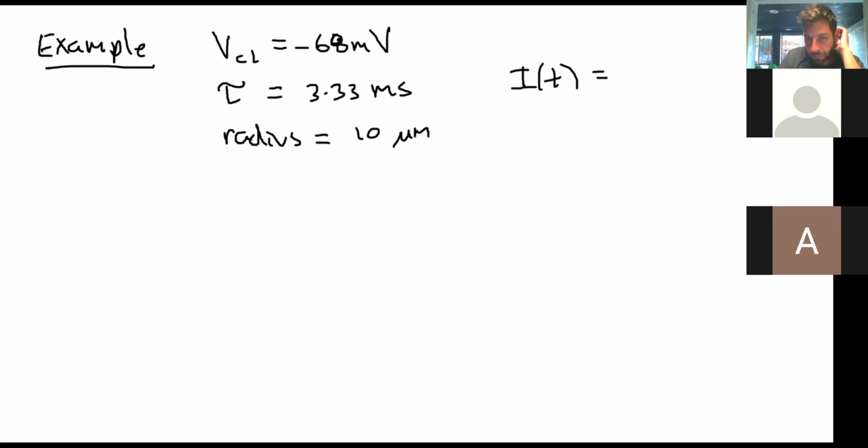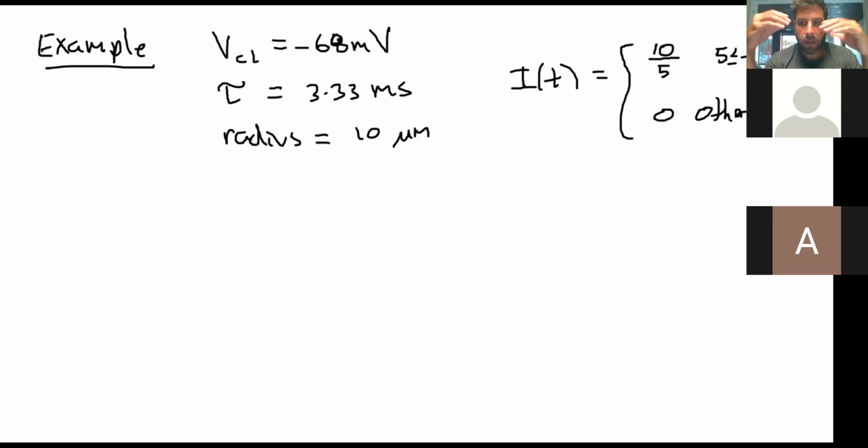So let's say the current is 10/5, and this will be for 5 less than t less than or equal to 10, and 0 otherwise.